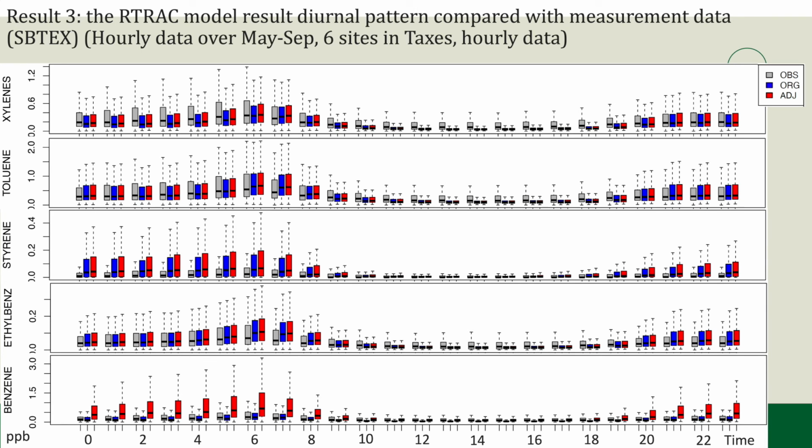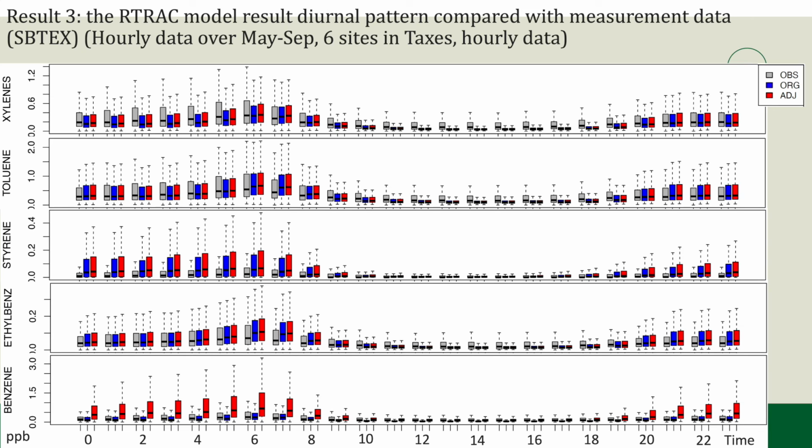Okay, let's take a look at result 3, the reactive tracer model result diurnal pattern compared with the measurement data. These data are based on the hourly data over May to September, and all data are from 6 sites in Texas only, because those are the hourly data available. There are 5 figures here, and each figure indicates a different species. In this figure, the x-axis shows the hour of the day, and the y-axis shows the concentration in ppb.